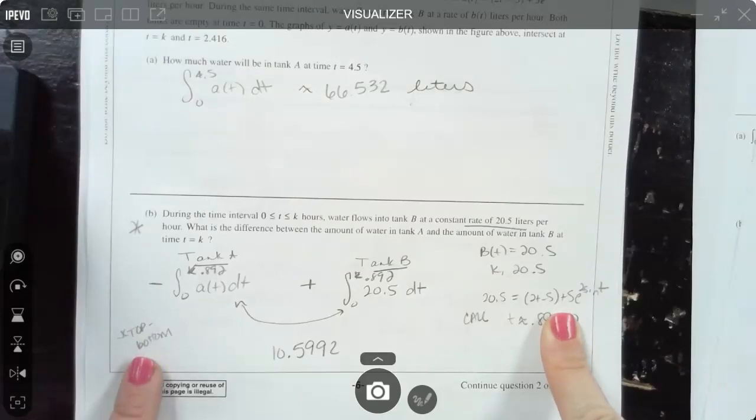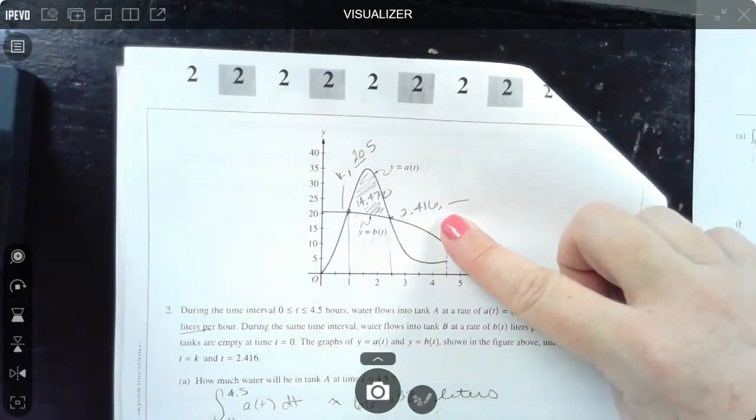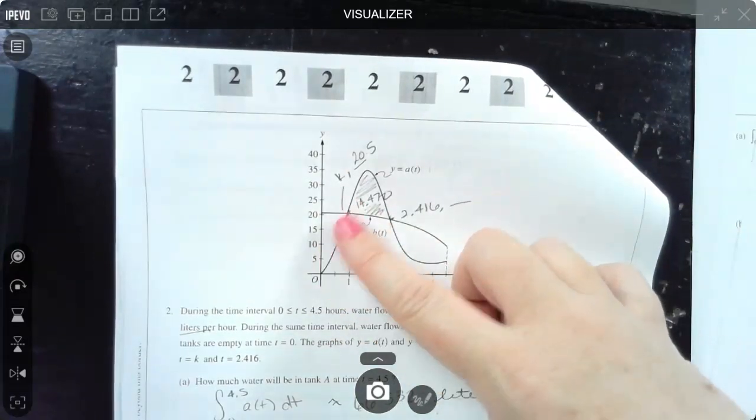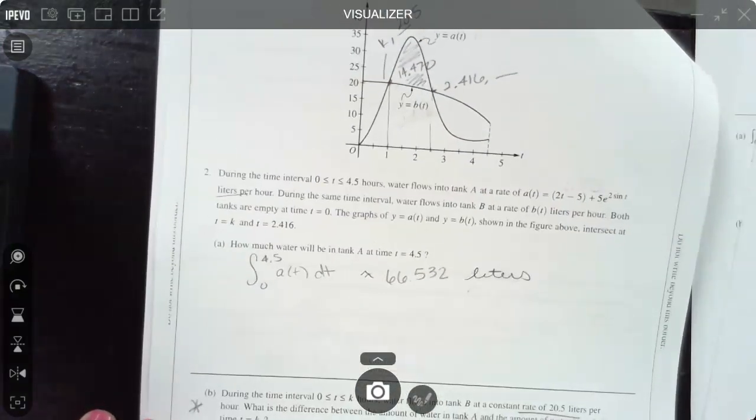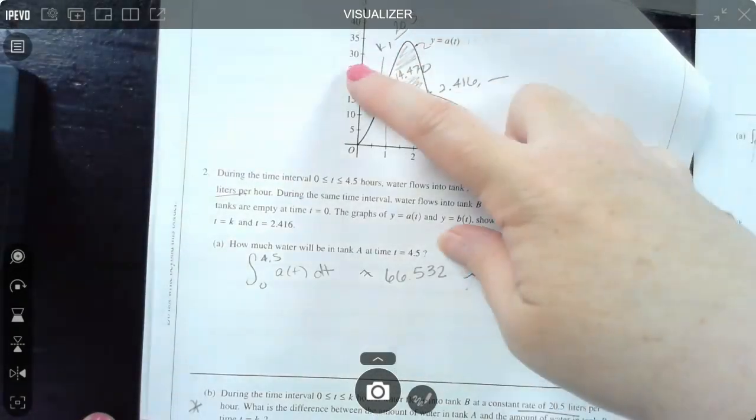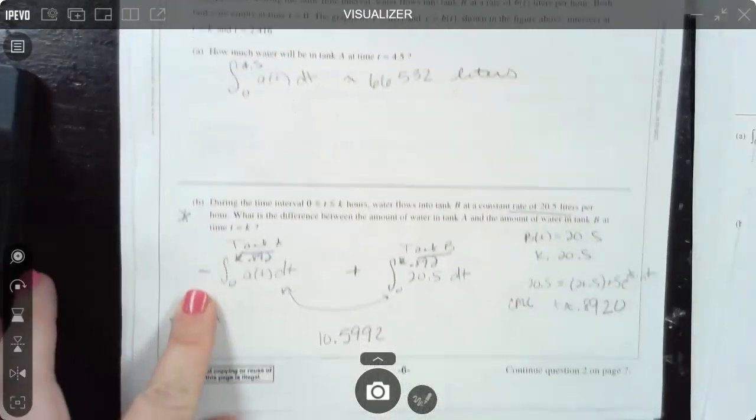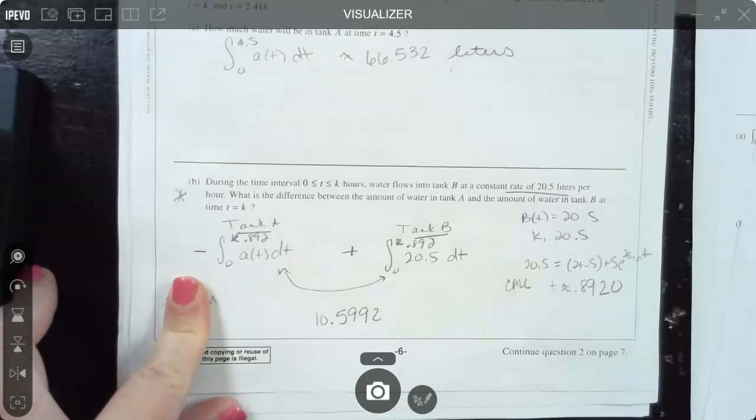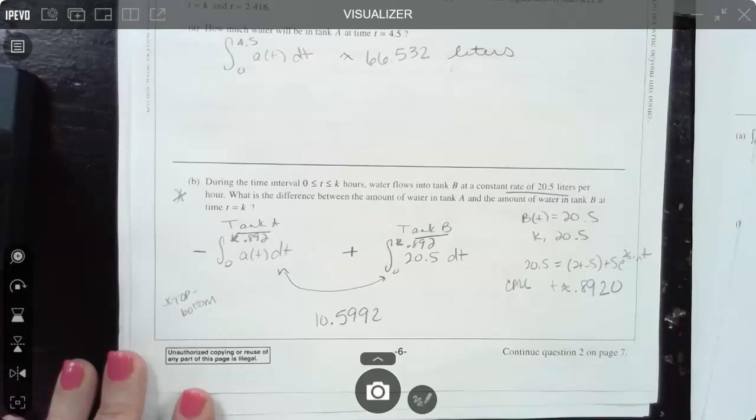And then I did top minus bottom in my picture here. So I've got, this is 20.5, K 20.5, this is 2.416, and I don't have a value, but I'm going from 0 to K, because that's what it asked me. So top curve minus bottom curve, so it was B of t minus A of t, so that's why I put the negative there. Apparently I added it, and so I subtracted the 2. So it really should be this minus that. And you get 10.599.